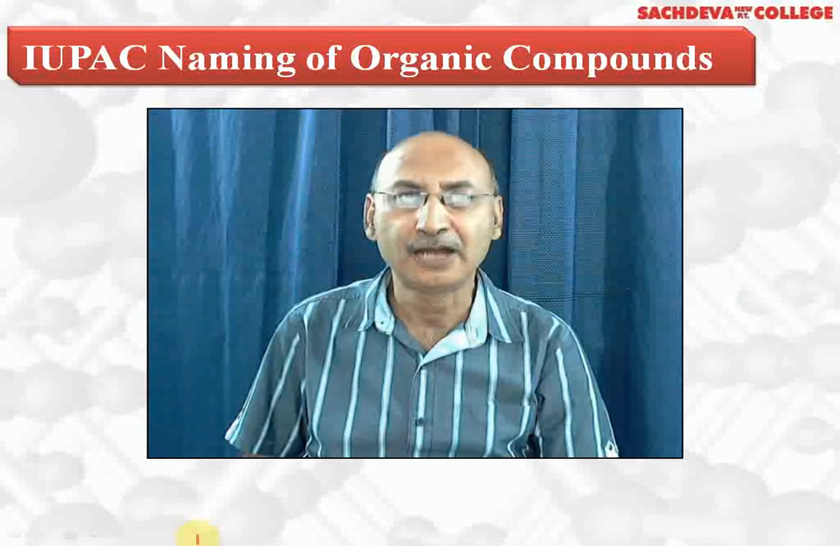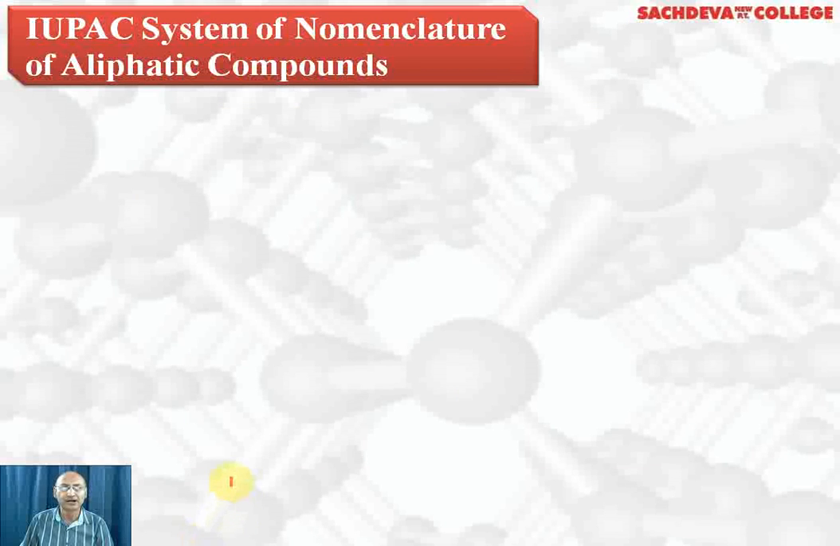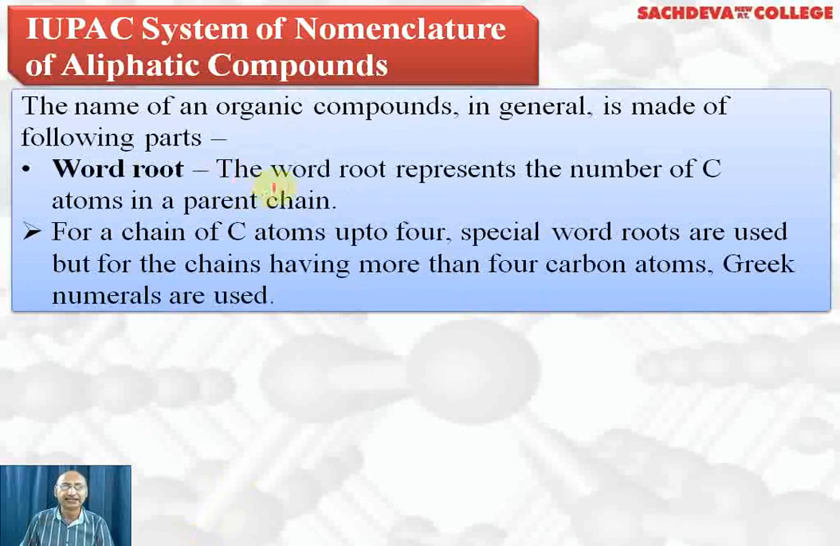Let's take up IUPAC naming of organic compounds. First, we are going to take up IUPAC system of nomenclature of aliphatic compounds. Aliphatic compounds means which are open chain. The name of an organic compound is made up of two parts.